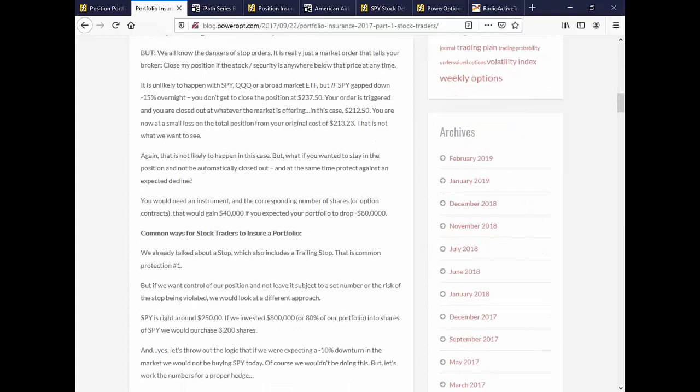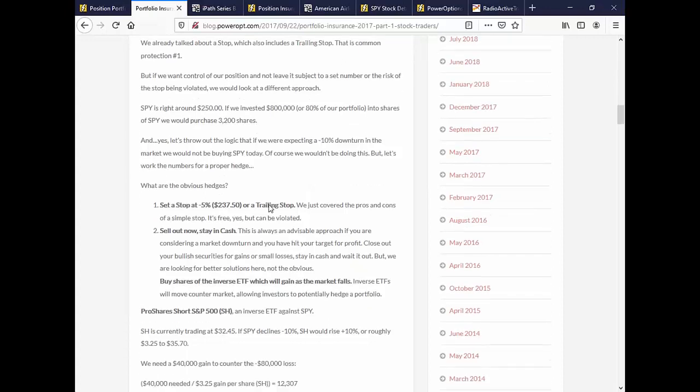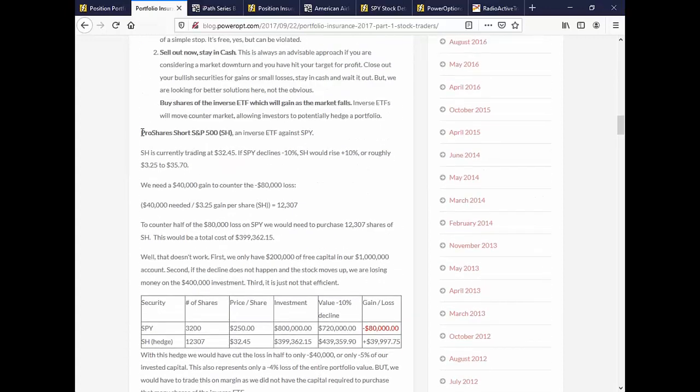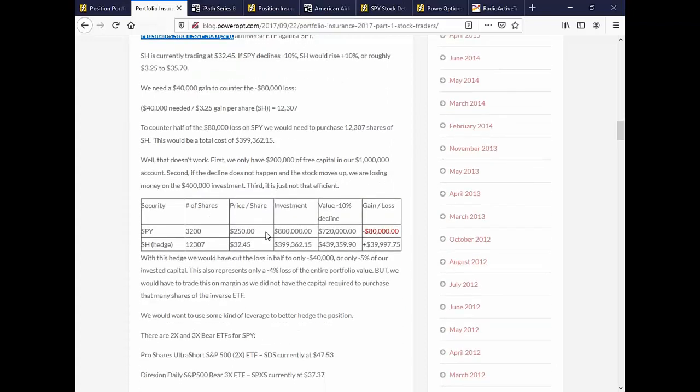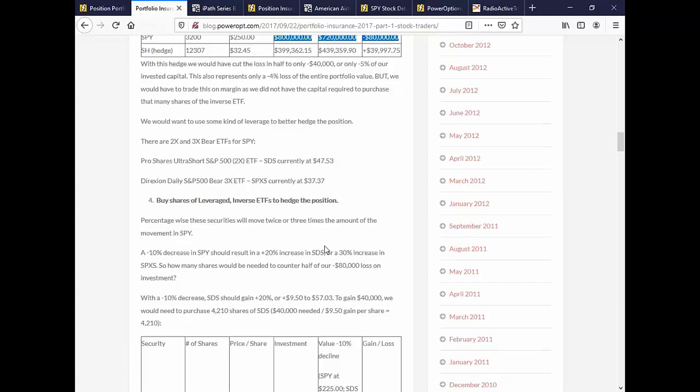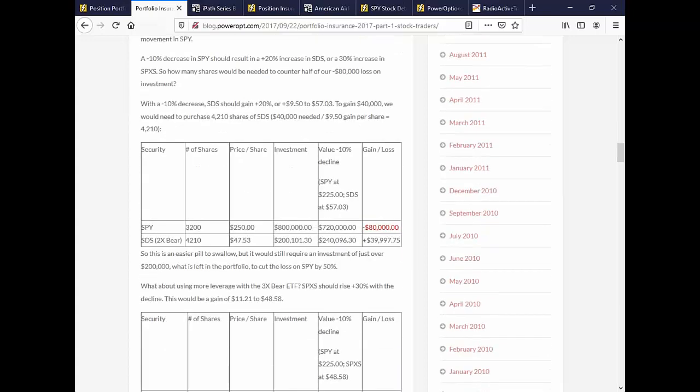I just wanted to show here. So common ways stock traders protect: set a stop, sell out now, stay in cash, of course, obviously. Buy shares of the inverse ETF, which may cost a fair amount of money to protect the portion that you want. Okay, buying just the shares exactly. Or shares of the leveraged ETFs as well.